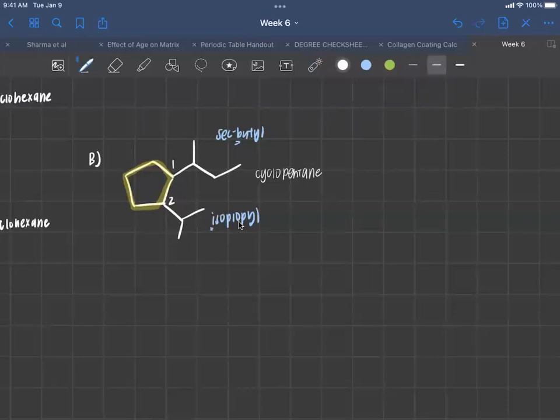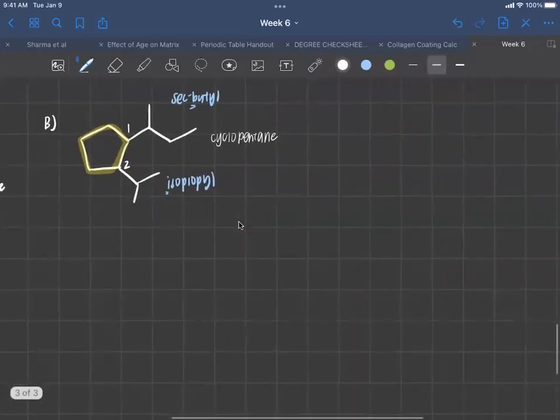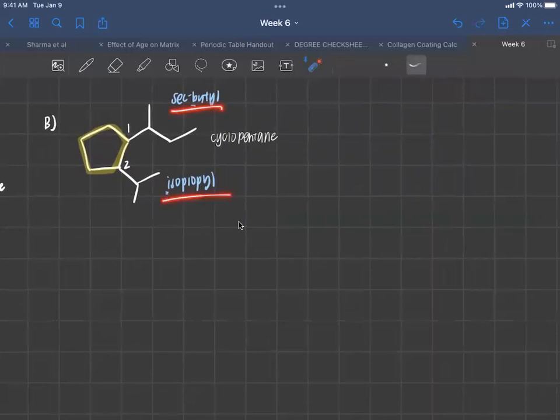So now we can go ahead and construct our naming of this molecule. Again, we already said sec-butyl versus isopropyl.